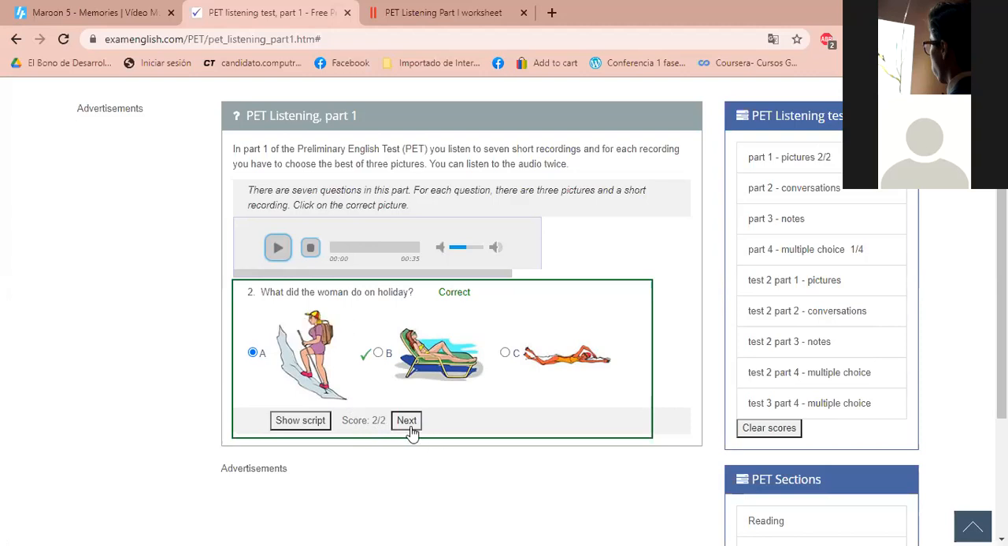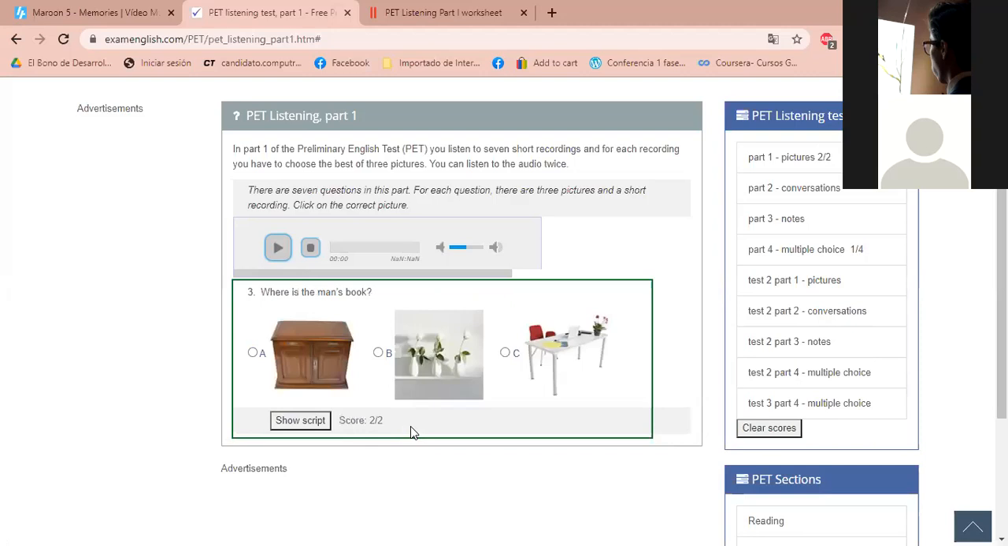Let's continue with the next, guys. Pay attention. Can you help me reading number 3, please, Bibi? Yes, teacher. What is the man's book? Exactly. Where's the man's book? Vamos a escuchar y vamos a tratar de poner atención. ¿Dónde está el libro? Okay, pay attention, guys.